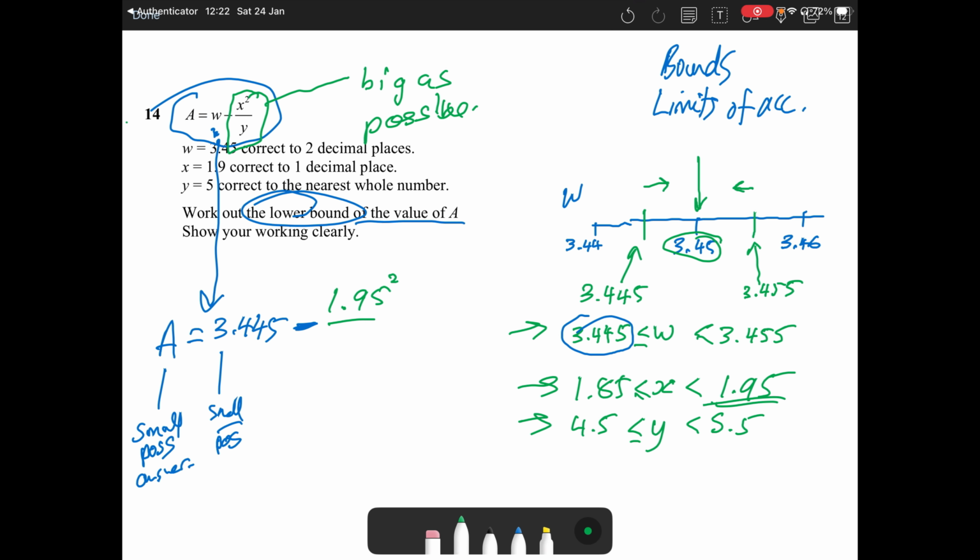Divided by the smallest possible value of y, in this case 4.5. Right? Because when you divide stuff, the smaller you divide by, the bigger your answer is. Remember, we're taking this away. Cool. So these are the 3 correct numbers to have chosen.